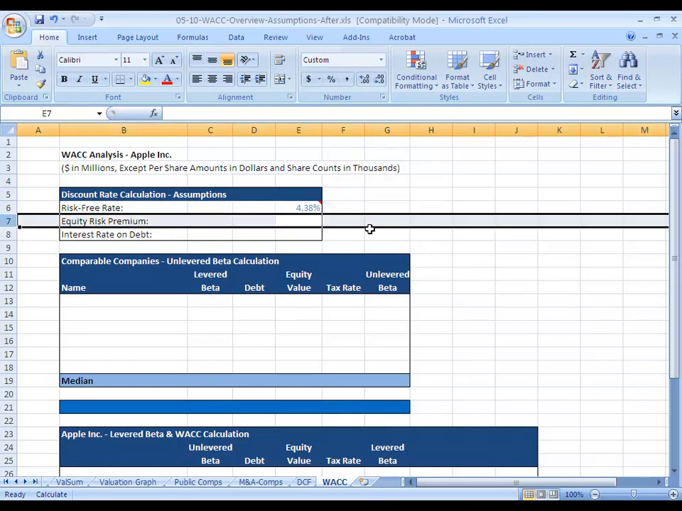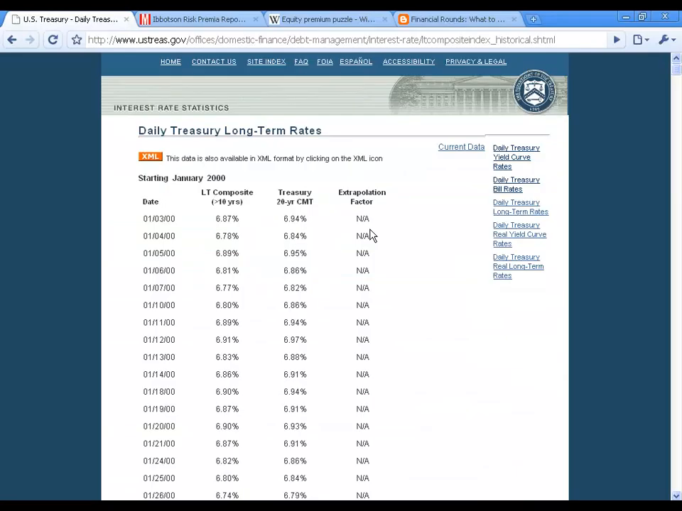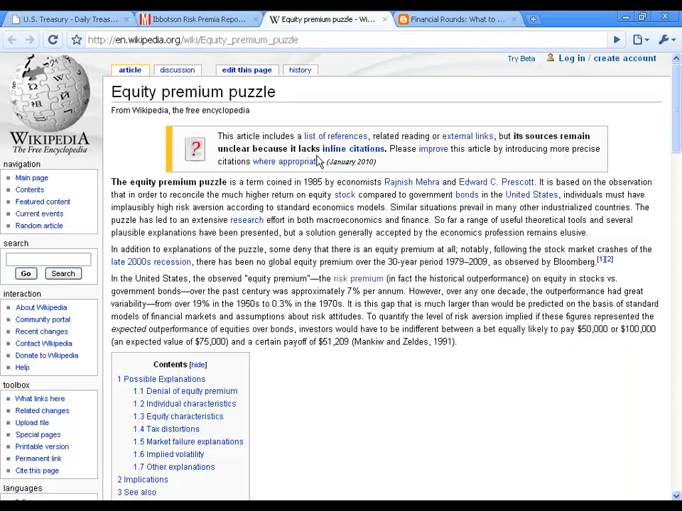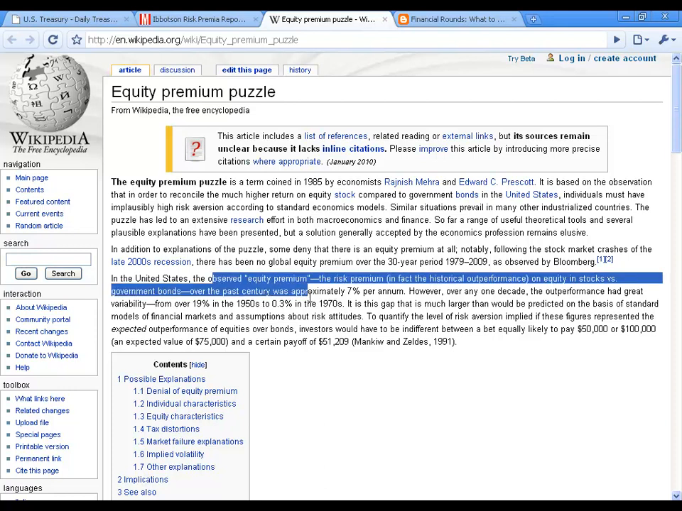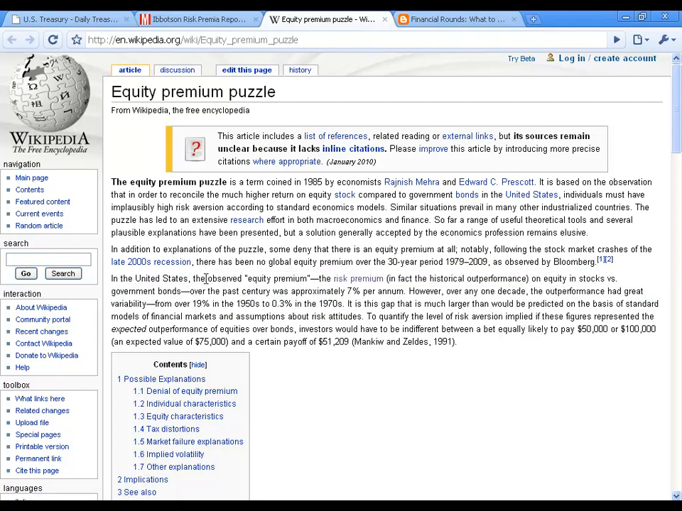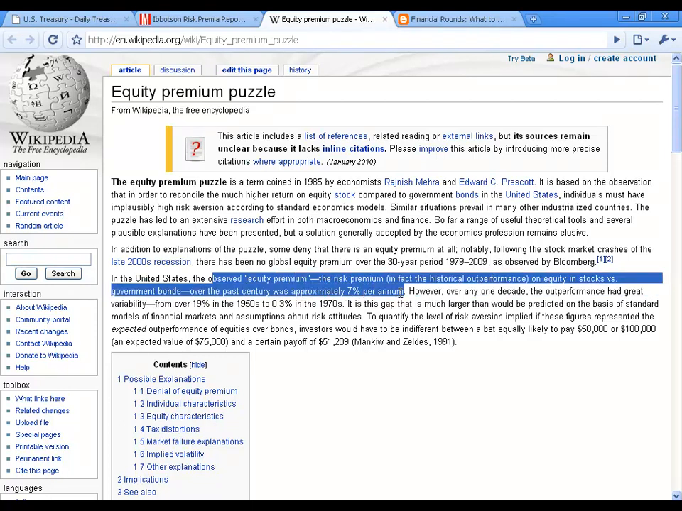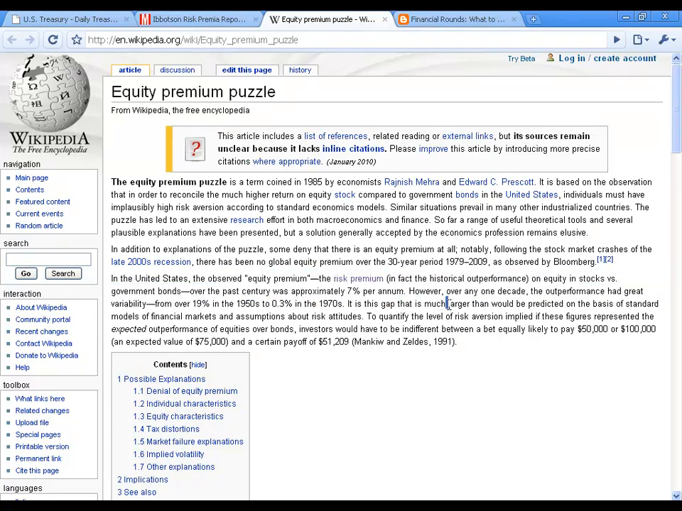Now, for this number, there's a lot of controversy about what to use. I've suggested before that you can actually narrow this down to one number and use it like that, but if you look at some of the links I've posted below this video, you'll see that there's a lot of controversy over this. In this Wikipedia article that I've linked to, it says in the third paragraph here, the observed equity premium, the risk premium on equity stocks versus government bonds over the past century was approximately 7% per year. However, over any one decade, the outperformance had great variability, from over 19% to just 0.3% in the 1970s. So basically, it's telling us that this is really all over the place.